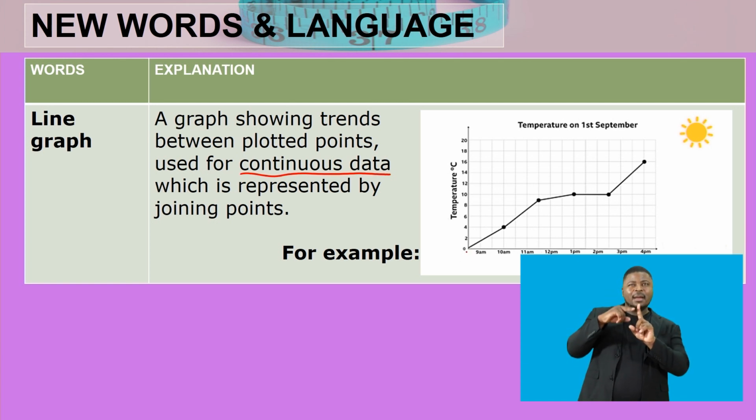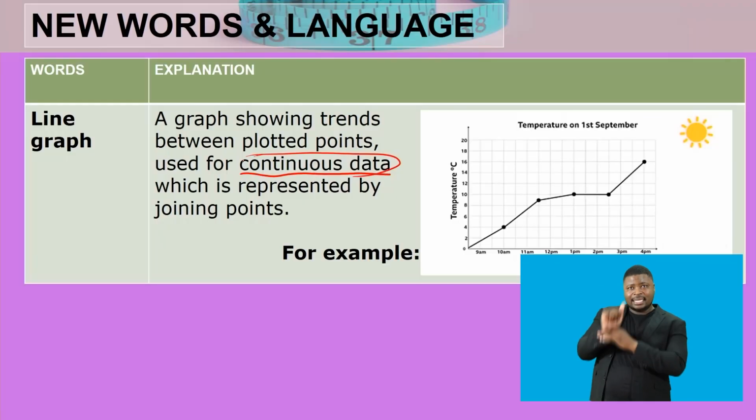So at 9 a.m. the temperature was 0 degrees Celsius. At 10 a.m. the temperature was 4 degrees Celsius. So you will join all those points using a solid line. That is continuous data that has been represented because it is data that can be measured. So we can only measure temperature.